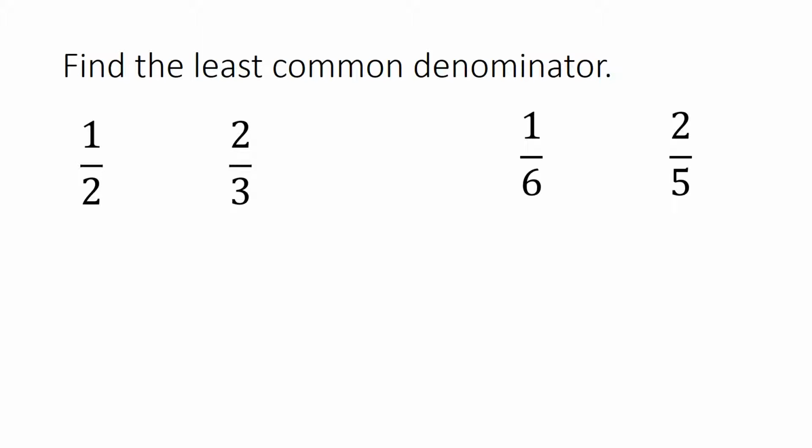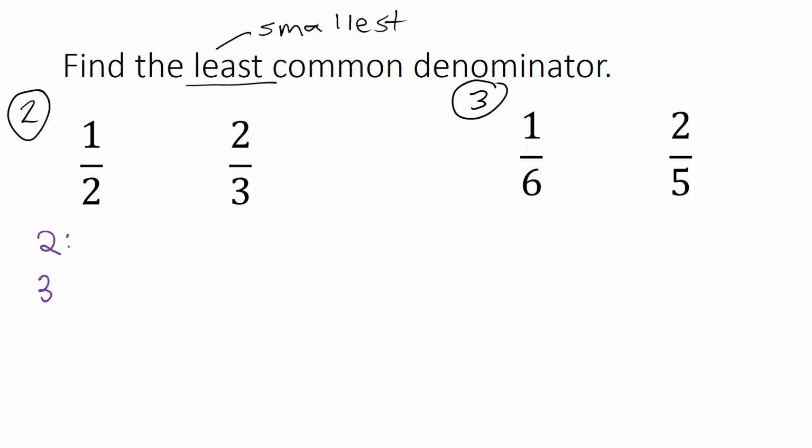Let's look at some more examples. Here's number 2 and number 3. We have to find a common denominator, the least common, which means the smallest common denominator for these fractions. Let's start with 1/2 and 2/3. My denominators are 2 and 3. The numbers on the bottom are the denominators.